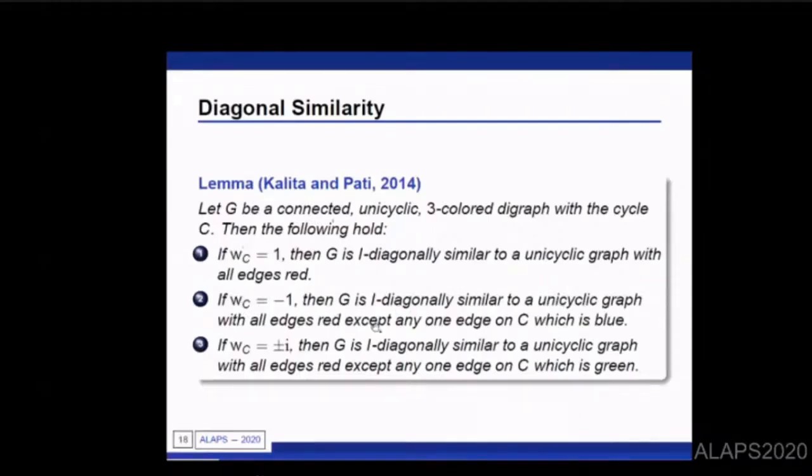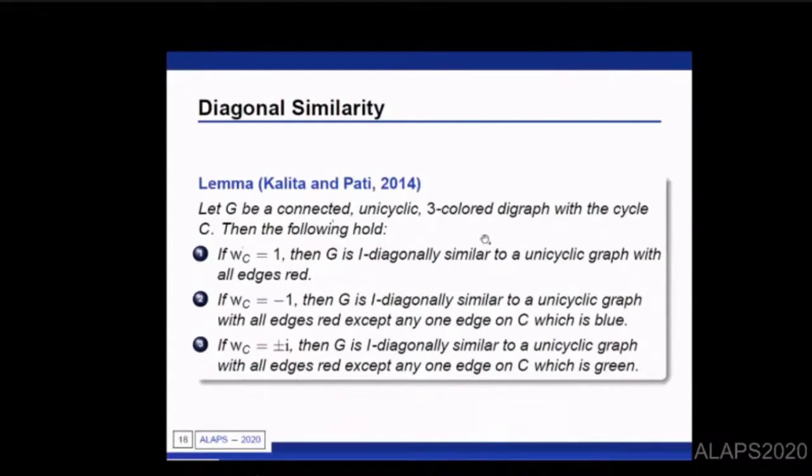That means only one edge of the cycle has weight minus 1 and the rest of the edges have weight plus 1. Then if the weight of the cycle is plus minus i, then Z is I-diagonally similar to a unicyclic graph with all edges red except an edge on the cycle which is green. That means there is only one edge on the cycle whose weight is plus minus i and the rest of the edges have weight 1. So this is what was seen in 2014.